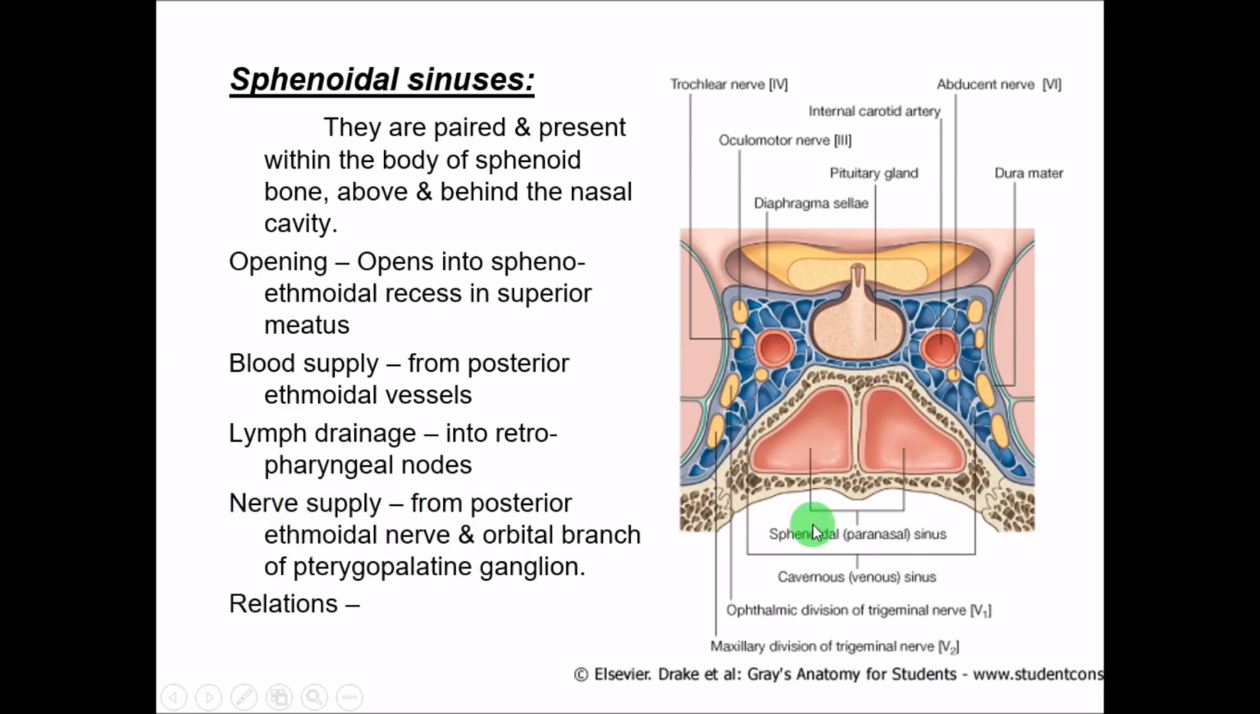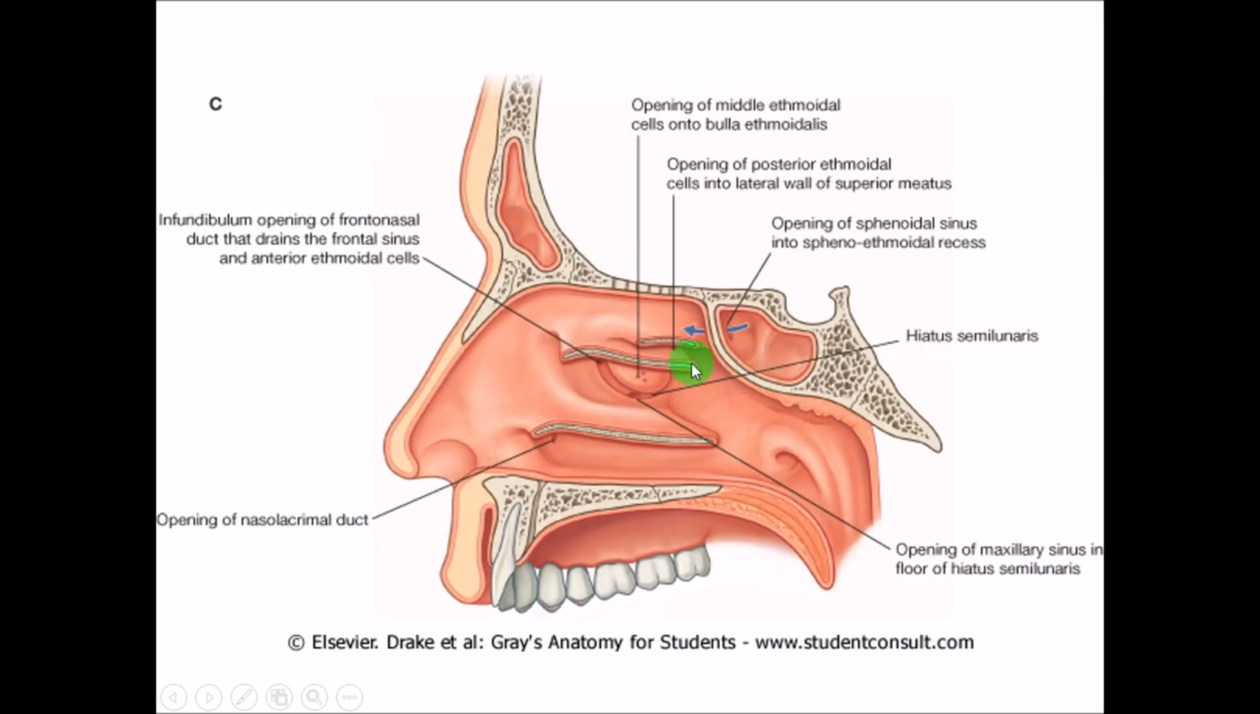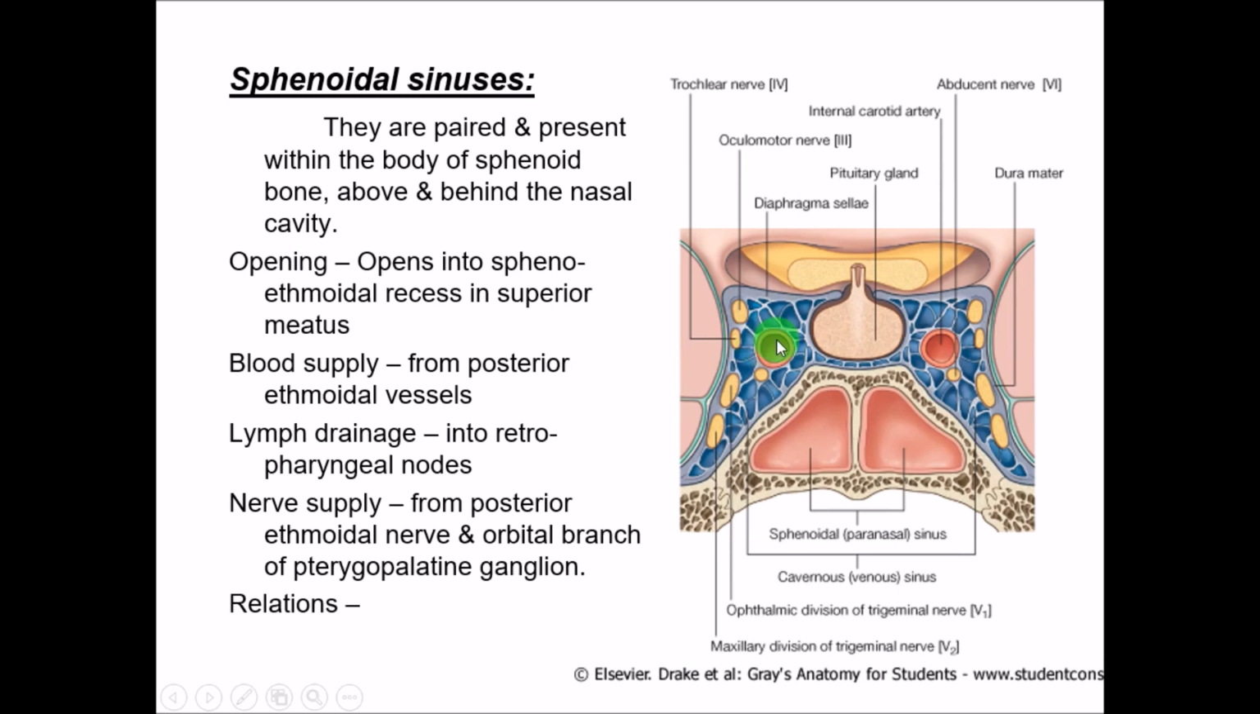The most important will be the relations of the sphenoidal air sinus. As you can see, it is present behind the nasal cavity within the sphenoid bone. This is the sphenoid bone, and within it is the sphenoidal air sinus, opening into the superior recess above the superior concha. So it is behind the nasal cavity, and there are very important relations beside this sphenoidal air sinus. Superiorly, if you see here, it is the pituitary gland which is present on the top of it. Okay, and above that will be the optic chiasma, and below that will be the pituitary gland.